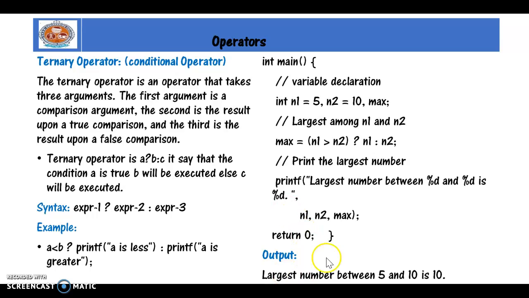Fine. So it is printing the largest number between first %d, that is n1. What is the value of it? 5, right? 5 and n2, 10 is the maximum, right? Whatever we have stored in max, 10. Because n2 is greater, I am storing n2 in max, so it is printing 10.